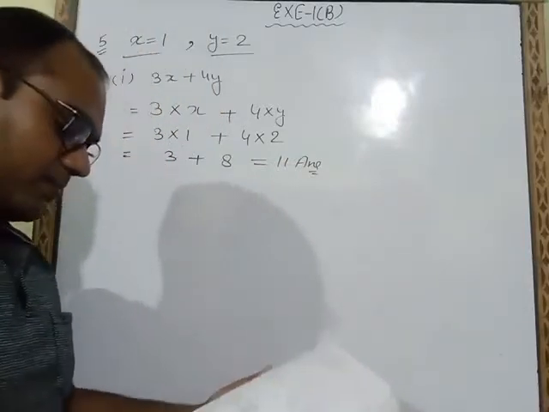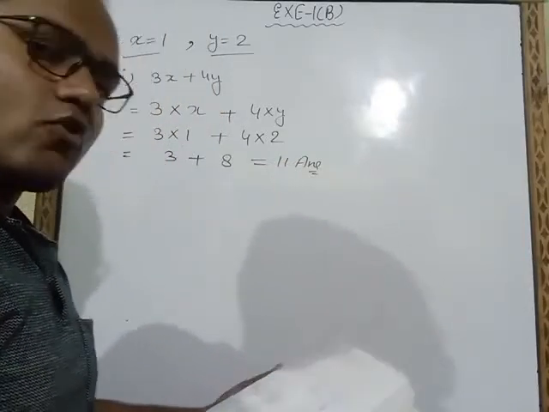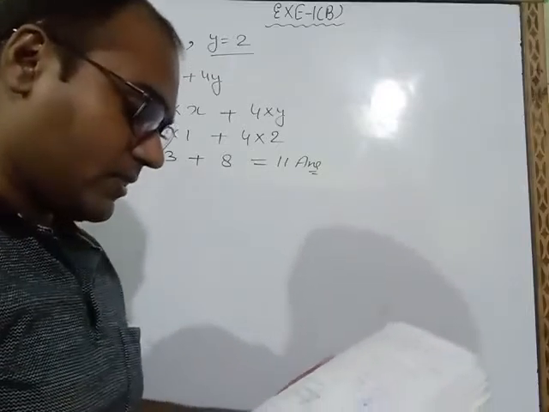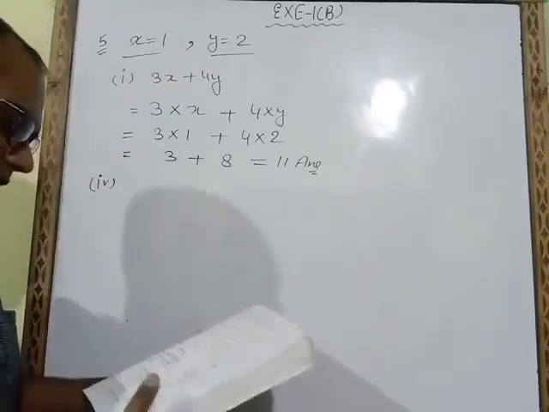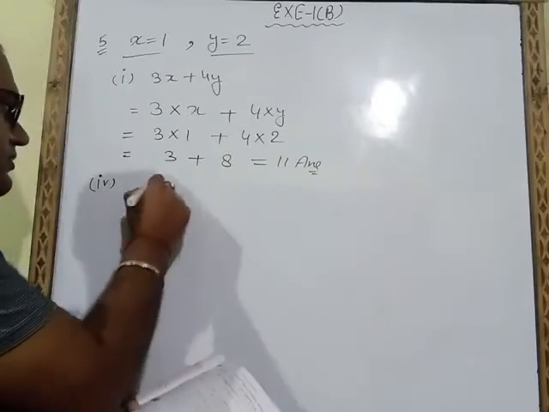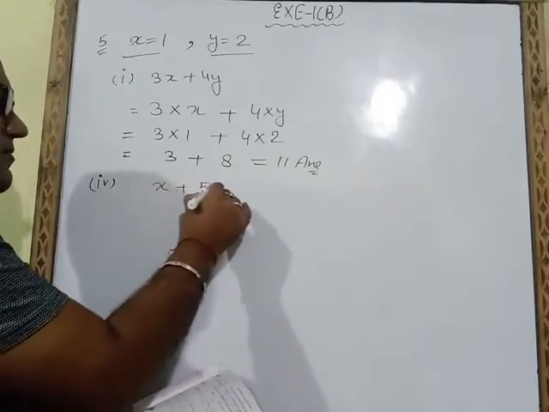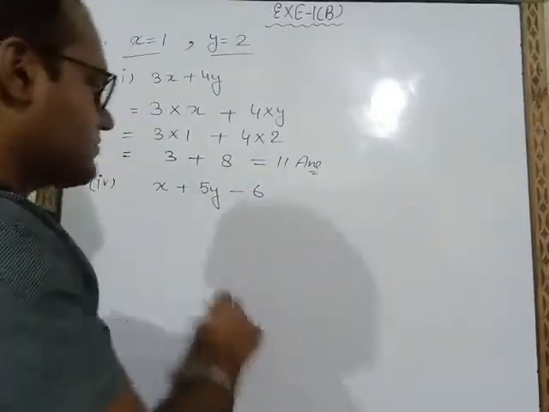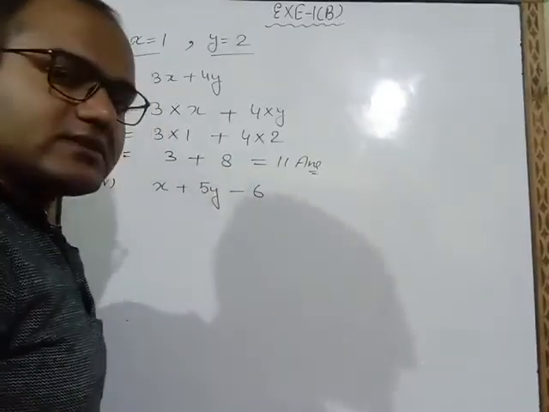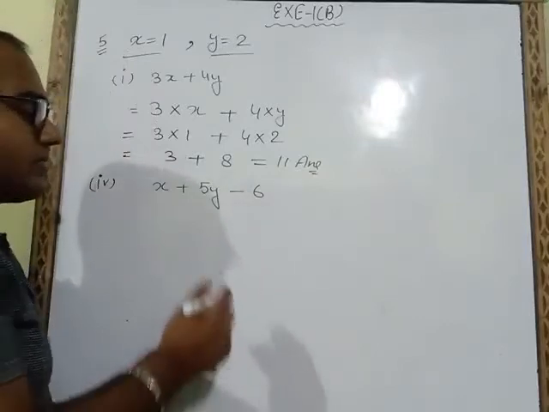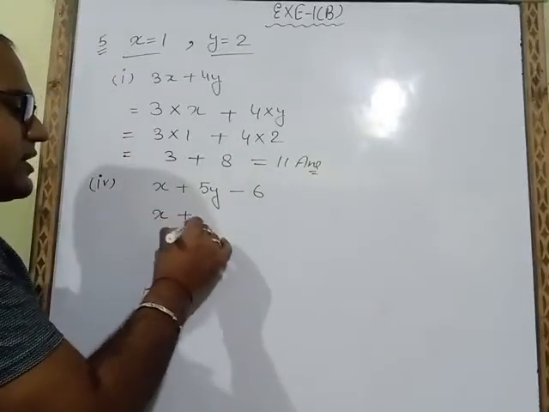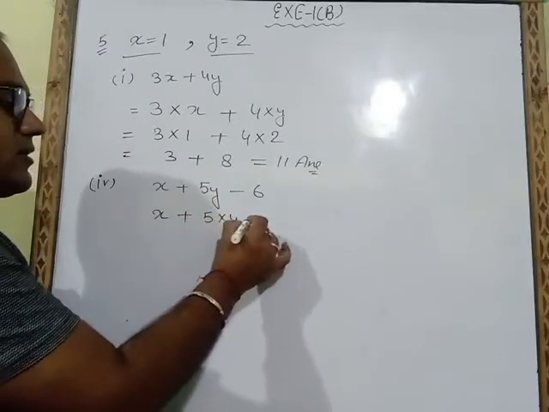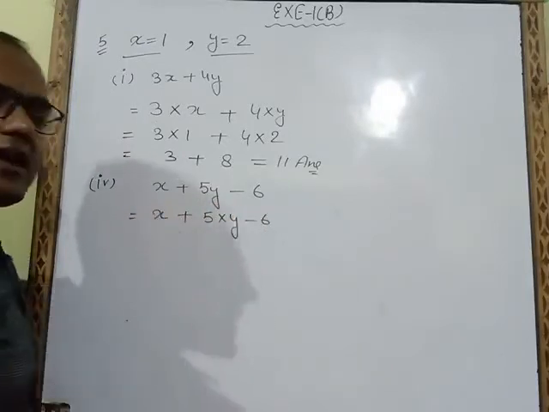Now see part number 4. Fourth part is x plus 5y minus 6. You have to find the value of x plus 5y minus 6. So first of all what you will do? X you have to write as it is plus 5 and y. Between 5 and y we have to take a multiply sign, minus 6 we have to write as it is.